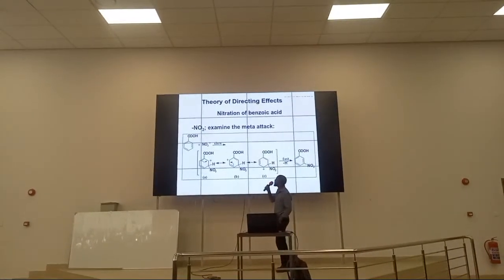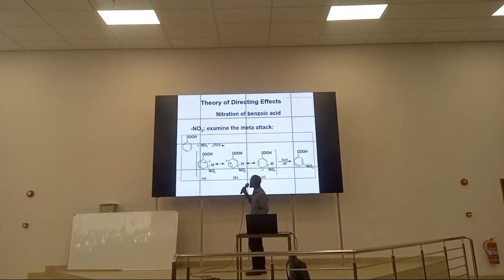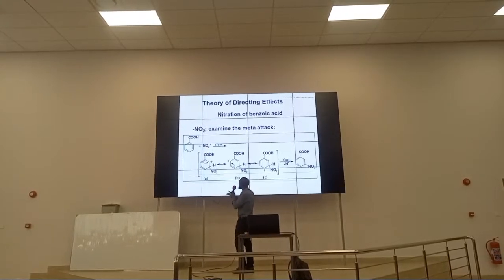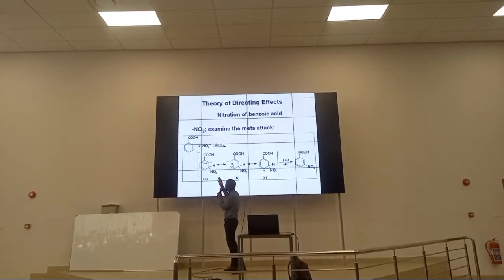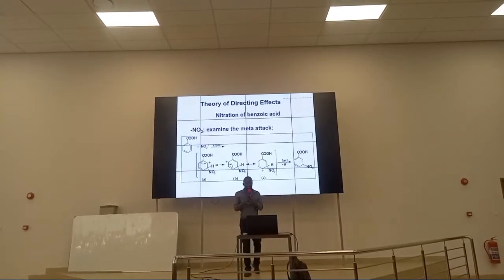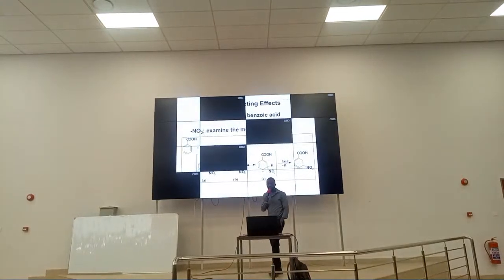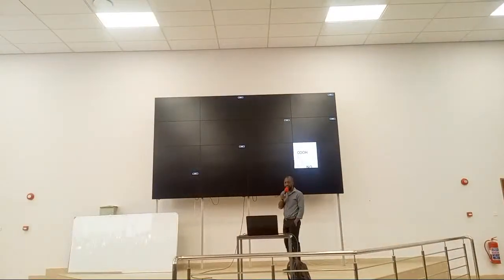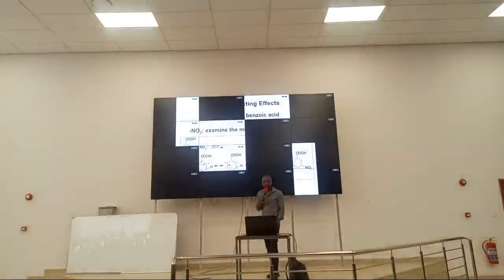For carboxyl, if attack happens on the meta, this one is a meta-director, that we know. If attack happens on the meta, these are the sets of resonance structures. There are 3 of them.